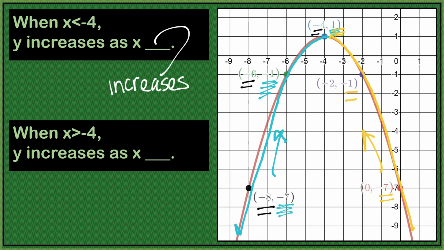What's happening to the x's? Well, the x's are going from 0 to negative 2 to negative 4. So the x's are getting smaller. So y increases as x decreases.